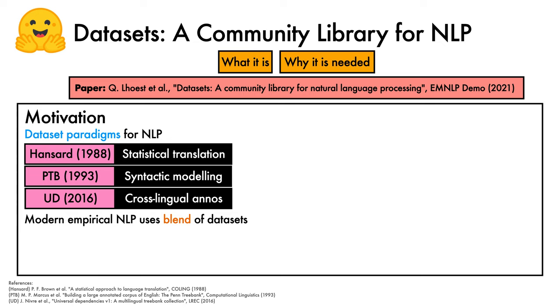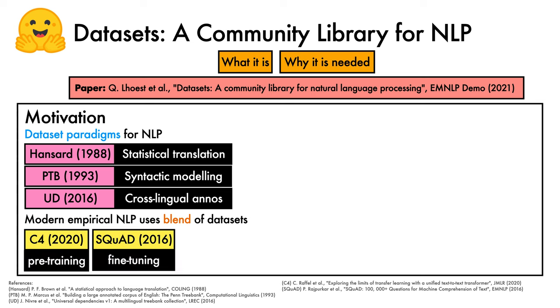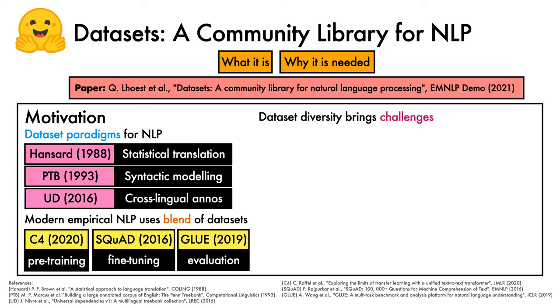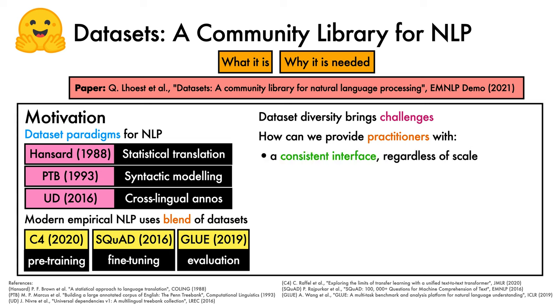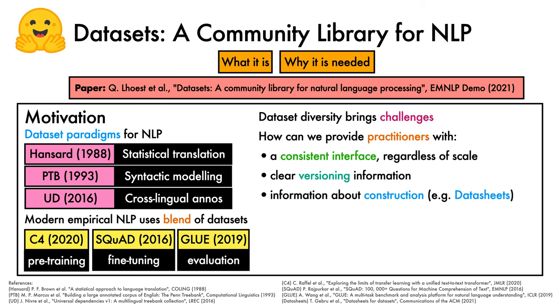Examples include the use of large collections of internet texts like C4 for pre-training, SQuAD for fine-tuning, and benchmarks like GLUE for evaluation. This dataset diversity brings a number of challenges. If we want to avoid, frankly, absurd levels of duplicated software engineering work, it poses the question of how we can provide NLP practitioners with a consistent interface, regardless of whether the dataset contains thousands or billions of examples, clear versioning information so that results can be directly compared, and information about dataset curation and construction that can inform dataset selection, such as by providing datasheets.